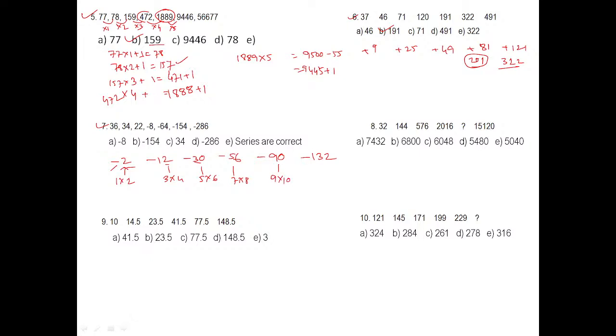This is 9 into 10. This is 11 into 12. Very easy. So this series is correct one. There is no wrong term, and this is a new kind of option given here: that the series is correct. Even in the wrong number series, this kind of option may be there. If you feel that the series is correct and your logic is perfectly well, you can mark the series is correct. Okay, that's it.